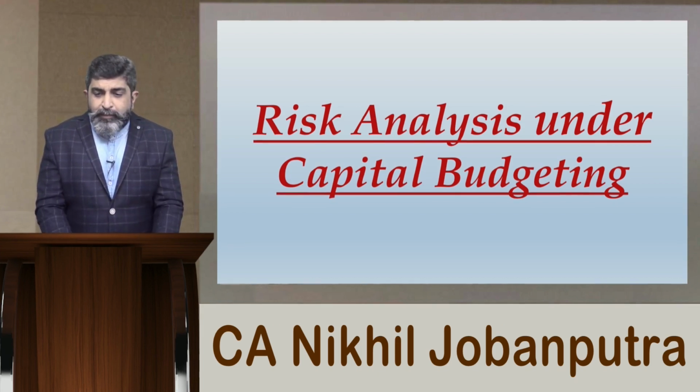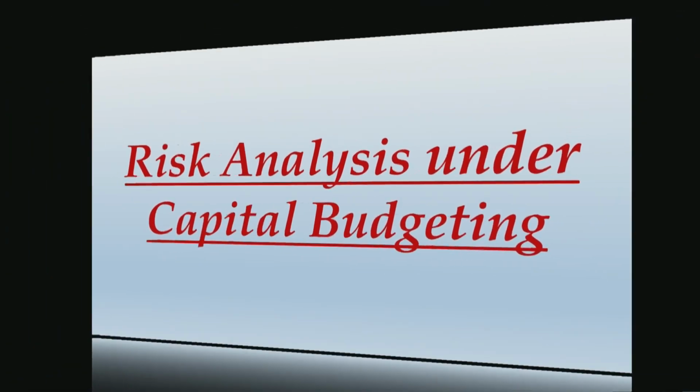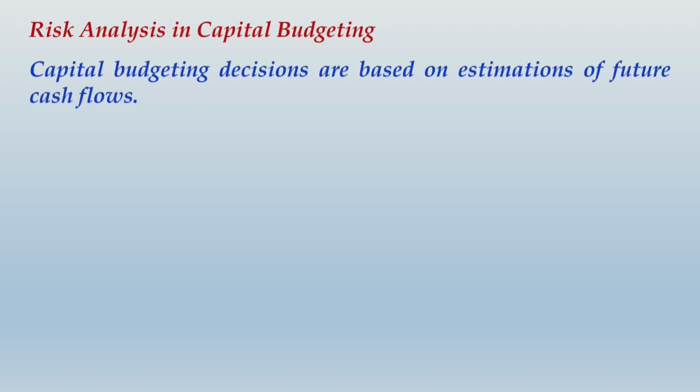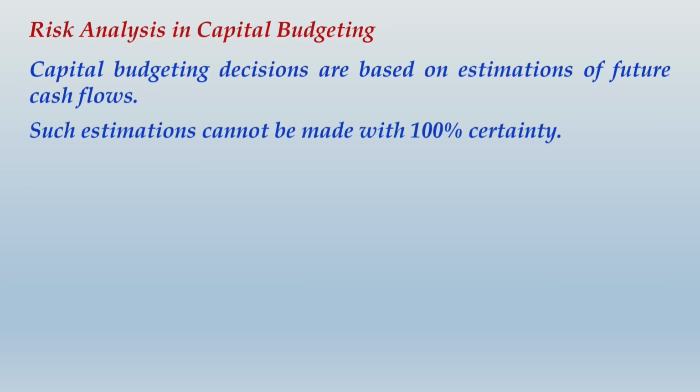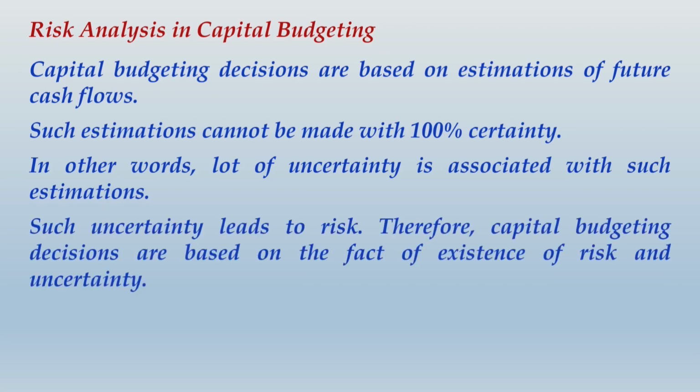So let us quickly go through some important notes over here. You don't have to write these notes, but still if you prefer writing some notes, you can pause the video and definitely take note of the same. So we begin with this heading, risk analysis in capital budgeting, and here you consider this fact that capital budgeting decisions are based on estimations of future cash flows. Such estimations cannot be made with 100% certainty. In other words, lots of uncertainty is associated with such estimations. Such uncertainty leads to risk. Therefore, capital budgeting decisions are based on the fact of existence of risk and uncertainty.